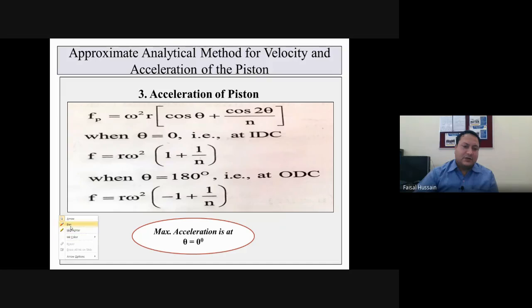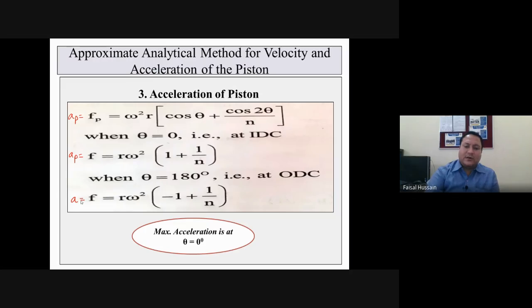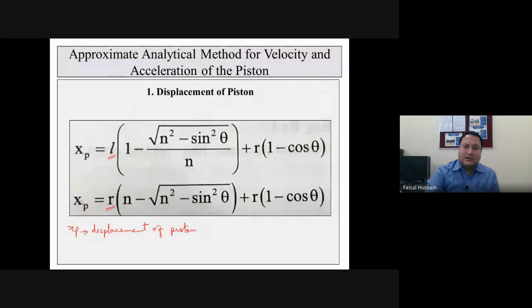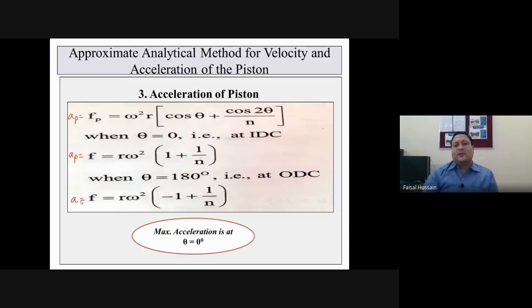Now the approximate analytical method for determining the acceleration of piston. Acceleration of piston is omega square r. What you have done is take the velocity and differentiate it, so you get the acceleration. So the basic formula is omega square r into cos theta plus cos 2 theta upon n. This is the basic equation.